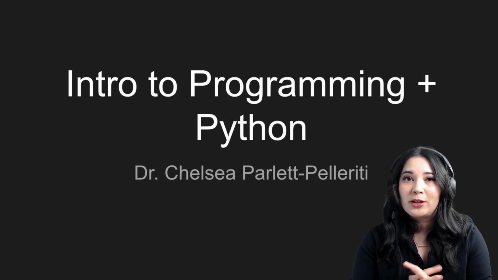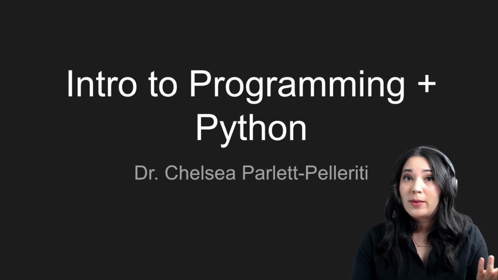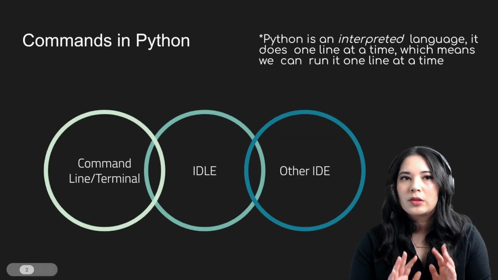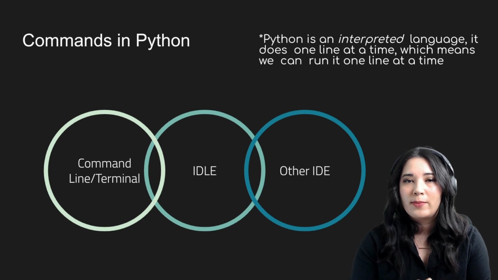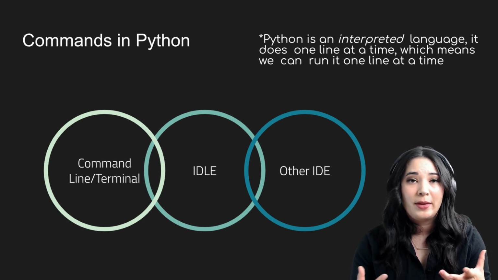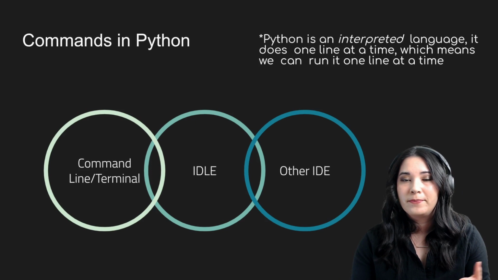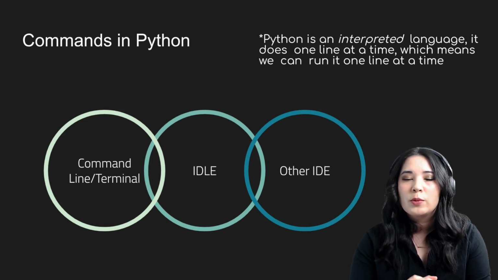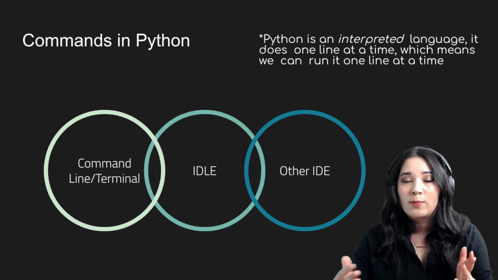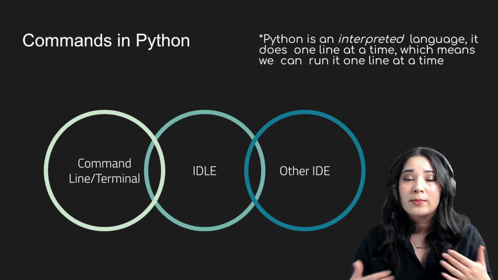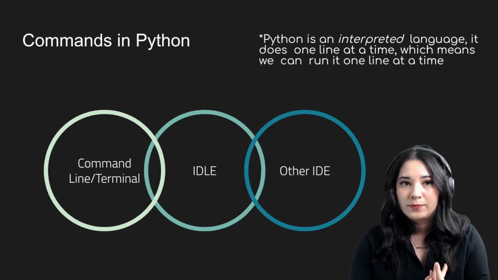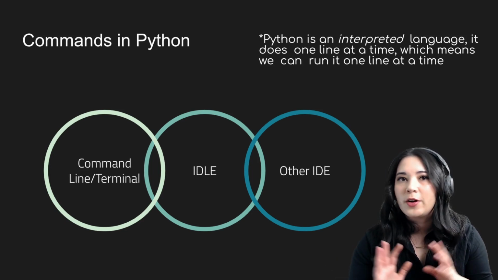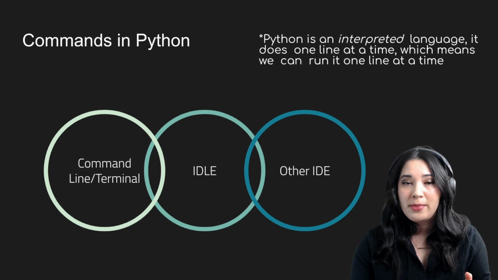Today we're going to dive a little bit deeper into how to write Python code. So let's talk a little bit about commands in Python and how we can write them and get Python to execute them. Python, as we talked about before, is an interpreted language, which means that we can run one line of Python code at a time instead of having to write an entire program, compile it, and then run it. Because of this, there are multiple ways that we can run Python code.